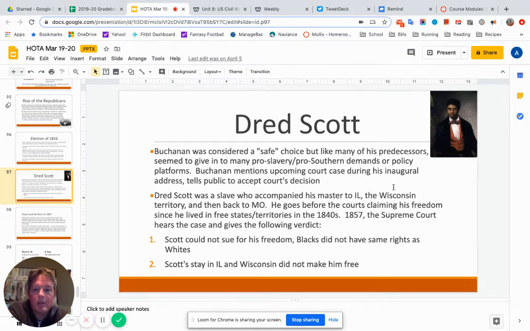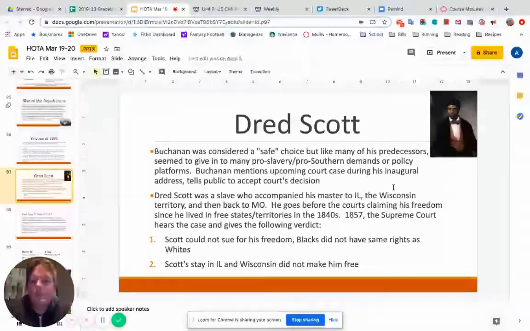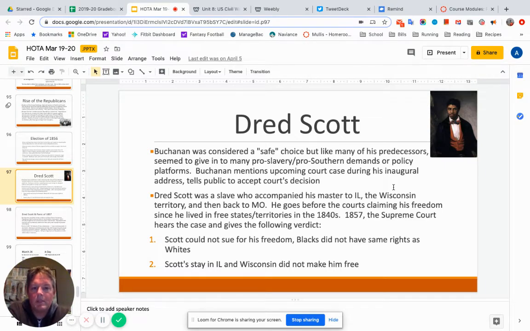But like a lot of his predecessors, he seems to give in to many pro-slavery and pro-Southern demands, even though Buchanan is not a Southerner. And in his inauguration address, Buchanan does something kind of odd. He mentions that there's this upcoming court case and that the public should accept the court's decision, kind of trying to say that we know what we're doing, just don't get too alarmed and upset by this, which, foreshadowing, is not going to go well.